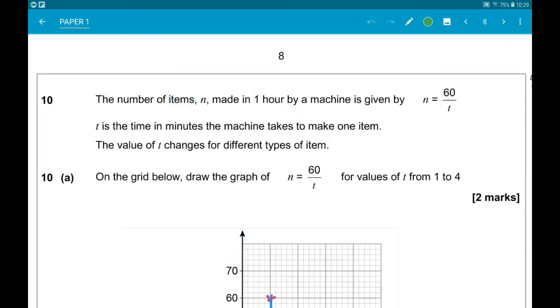Okay, number 10. The number of items n made by a machine in 1 hour is given by n equals 60 over t. T is the time in minutes the machine takes to make one item. The value of t changes for different items. Part A, on the grid below, draw the graph of n equals 60 over t for values of t from 1 to 4.